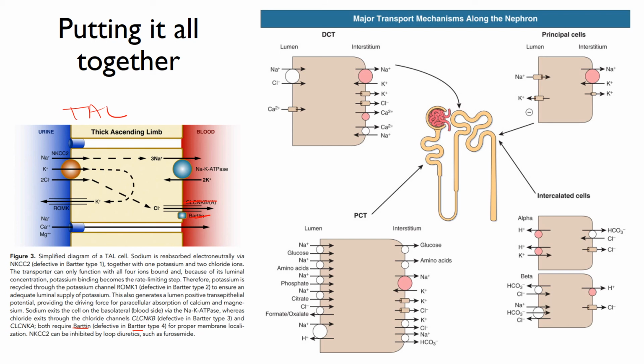But here is the NKCC2, the fate of sodium, the fate of potassium, and the fate of chloride. And then calcium and magnesium are moved through a paracellular route in between cells due to the buildup of positive charge. Okay, that takes care of the thick ascending limb.